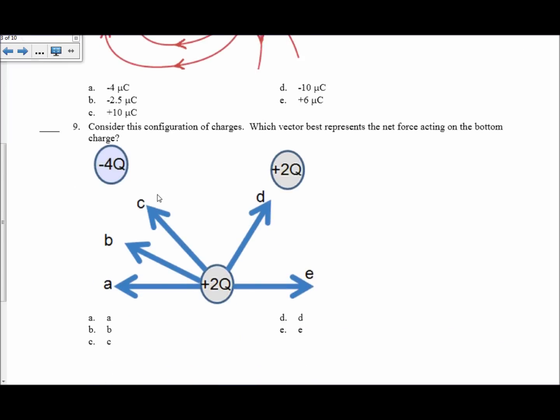Consider this configuration of charges, which gives the force. All right, so due to this charge, my force is in this direction. I drew it big for a reason. I'll show you why. Due to this charge, my force is half the size of the blue force. It's in that direction. So my net force is the sum of those. It's going to look like that. So that is B for number 9.